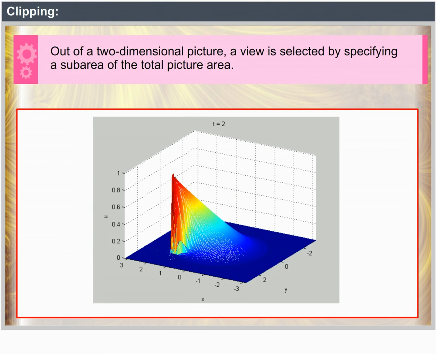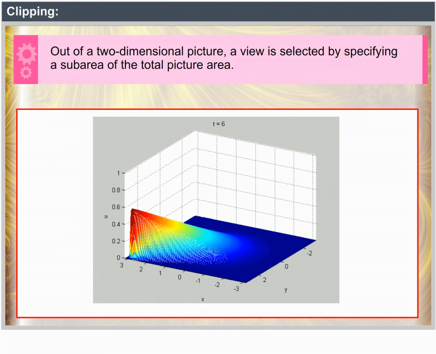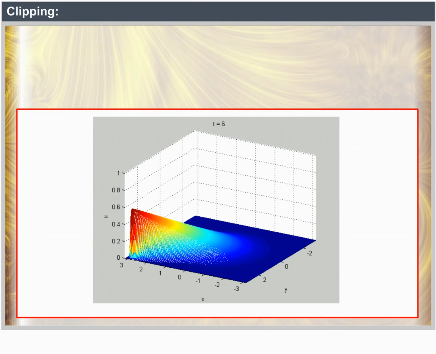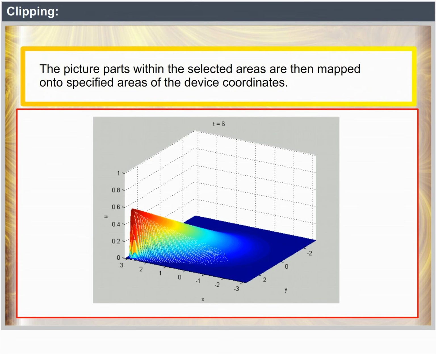For a two-dimensional picture, a view is selected by specifying a sub-area of the total picture area. A user can select a single area for display, or several areas could be selected for simultaneous display or for an animated panning sequence across a scene. The picture parts with the selected areas are then mapped onto the specified areas of the device coordinates.